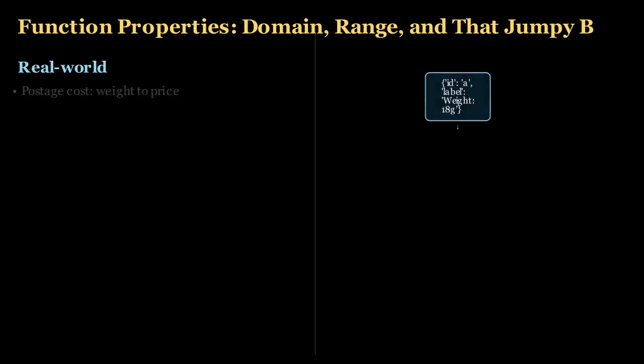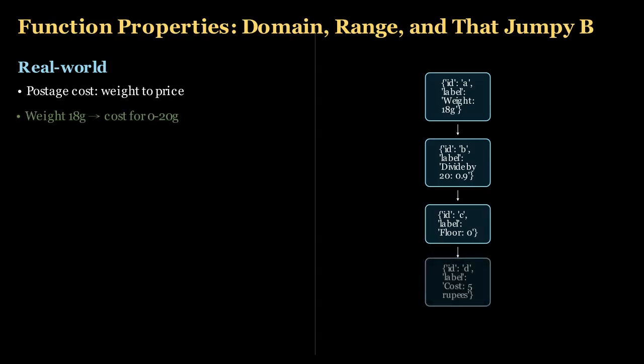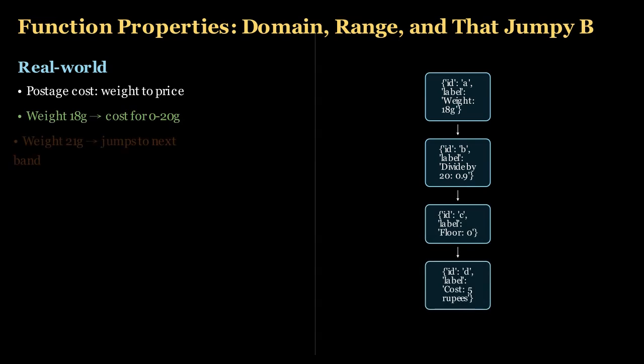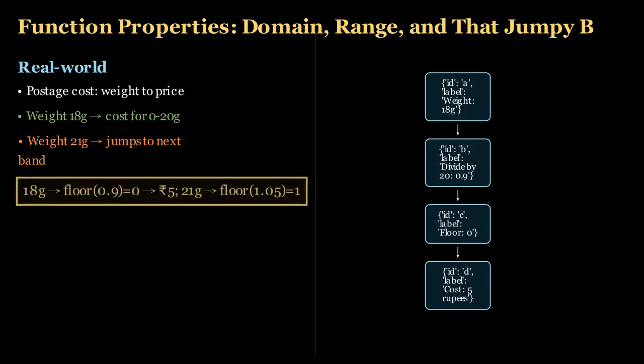Now add a few pages, the weight becomes 21 grams. Divide by 20 to get 1.05, and the floor is 1. You have jumped into the first extra band, so the cost leaps to 10 rupees. A tiny 3-gram increase doubled the price. That is the jump gap in action, and the same piecewise constant behavior we see in the staircase graph.